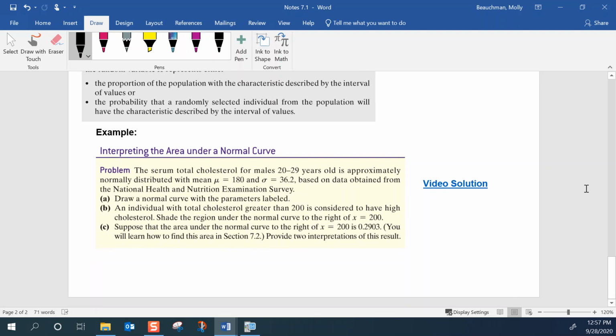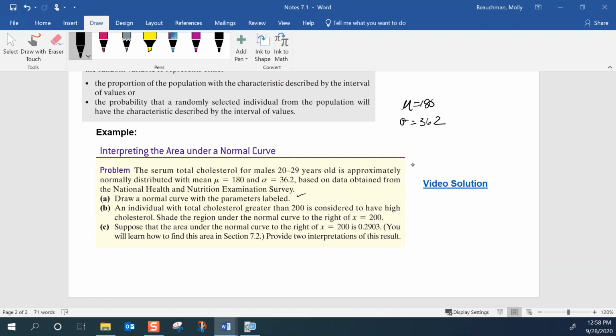So let's interpret. The problem is the serum total cholesterol for males 20 to 29 years old is approximately normally distributed with a mean equal to 180, let me write it up here, and a standard deviation of 36.2. And that's based on data obtained from the National Health and Nutrition Examination Survey. A says draw a normal curve with the parameters labeled.